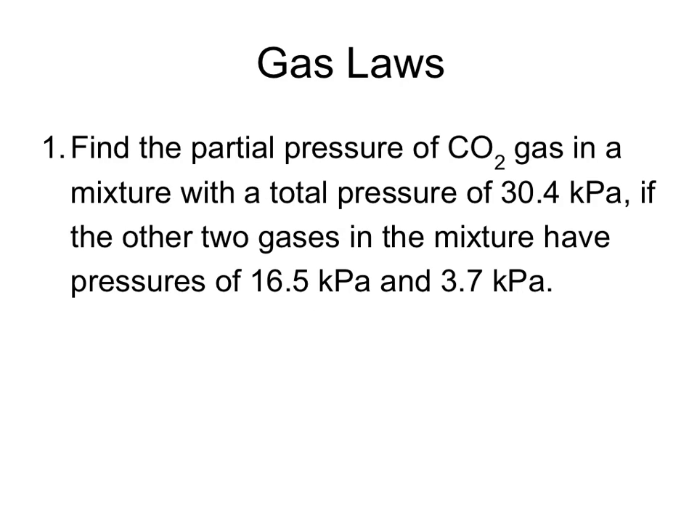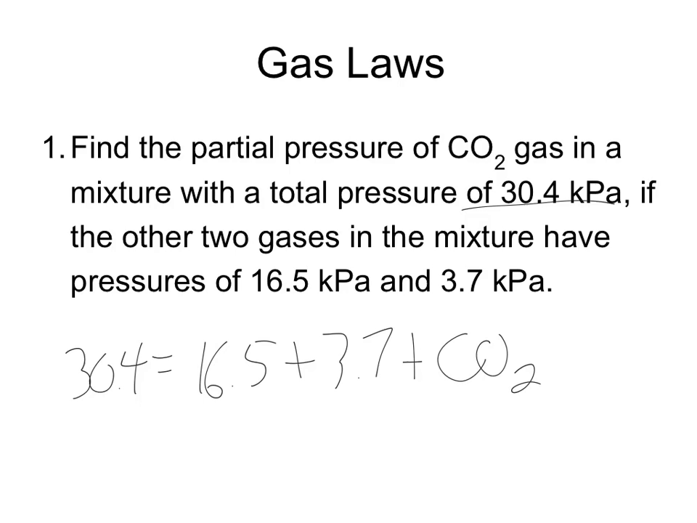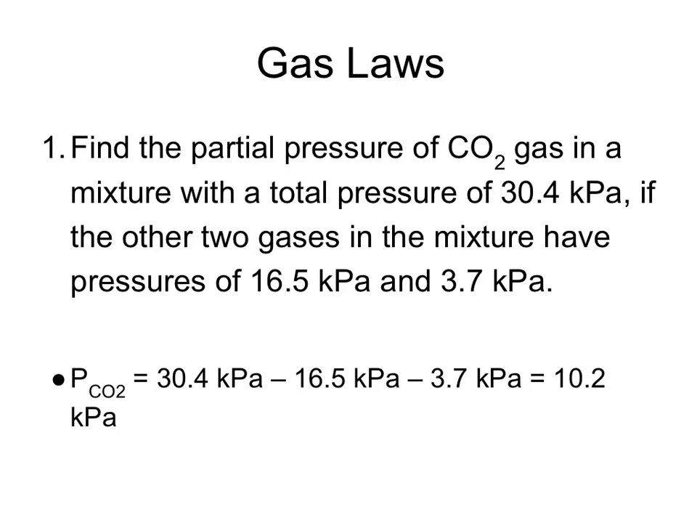Okay, this is another problem where we have the total. We're given the total of 30.4. We're also given the partial pressures of 2 other gases, which is 16.5 and 3.7. And we need to know what is the partial pressure of CO2. Well, we would do 30.4 minus the 16.5 plus the 3.7, and we would find that the CO2 has to have a pressure of 10.2.